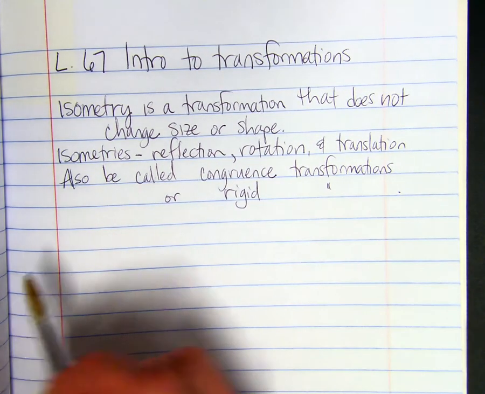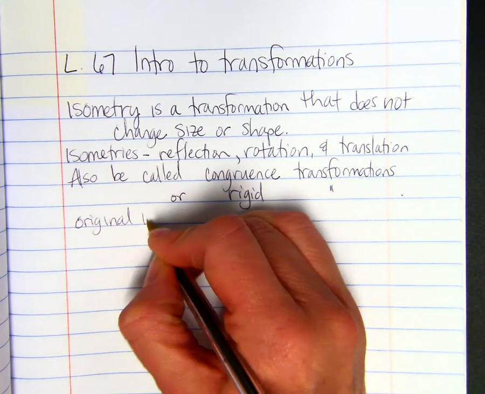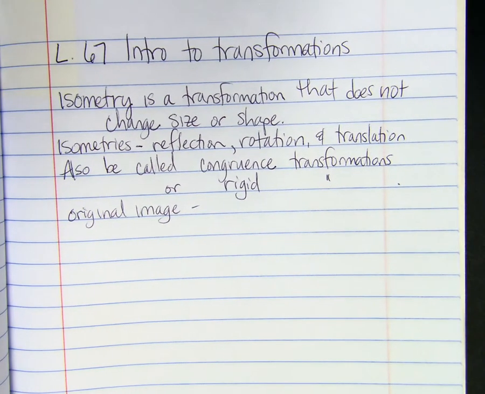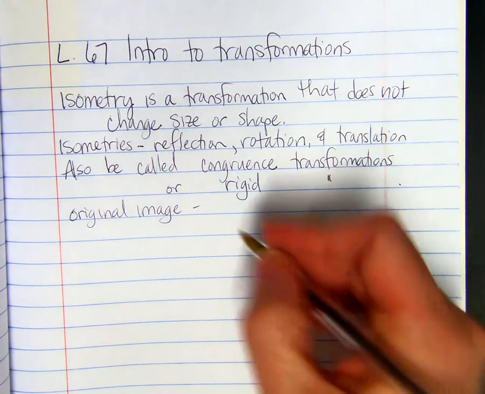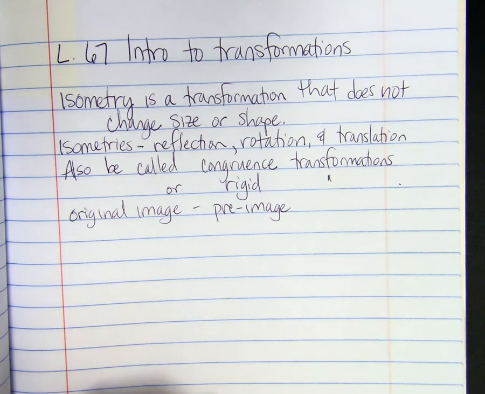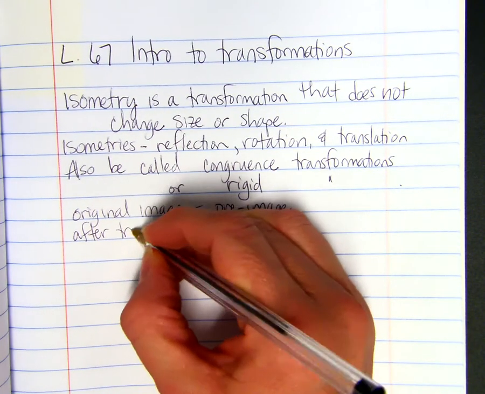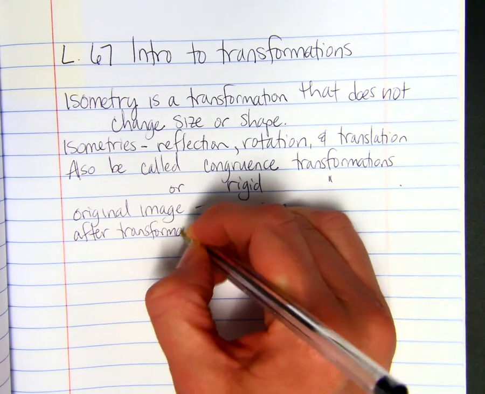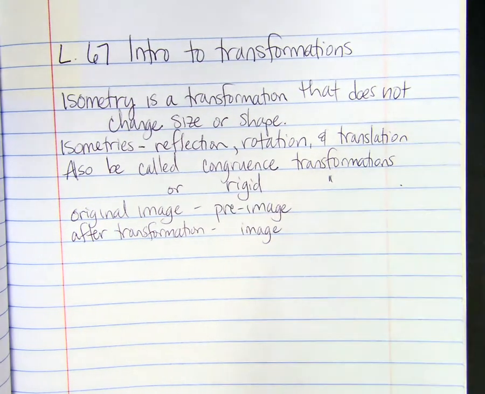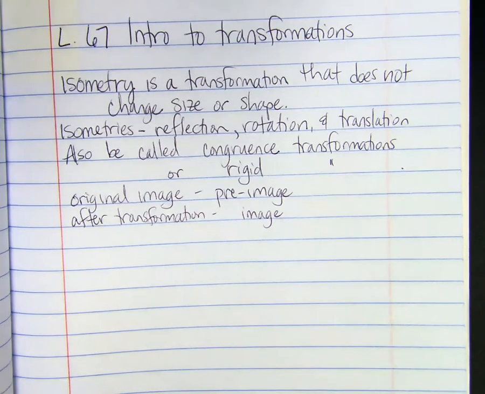Okay. So when you have the original image, so that's before you apply the transformation, that's called the pre-image. After the transformation is just called the image. So there's a pre-image and an image.